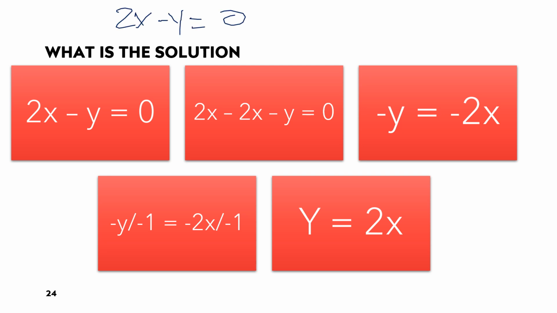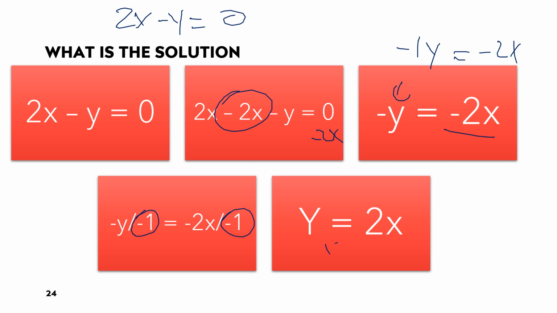So first thing we want to do is subtract 2x from both sides of the equation. So that's going to give us negative y is equal to negative 2x. So this negative y is not by itself, right? Because it's the same thing as negative 1 times y, which is why here we're dividing both sides by negative 1. So now we got y is equal to 2x, and that's something that we can graph.